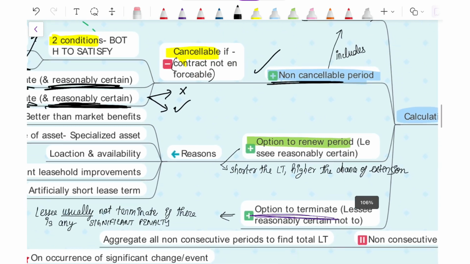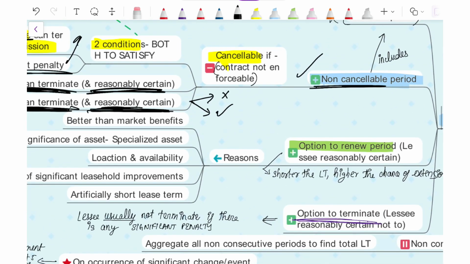Okay, yes. So that was about your non-cancelable period. Now talking about the option to renew the period.